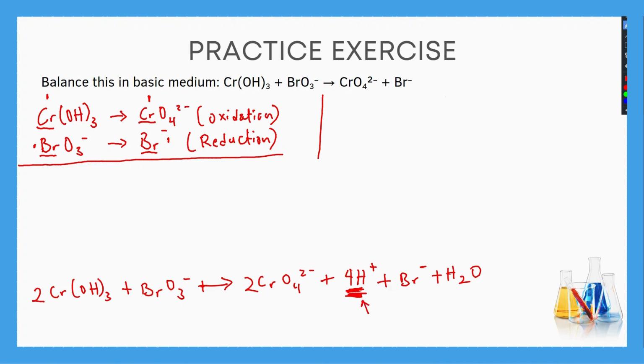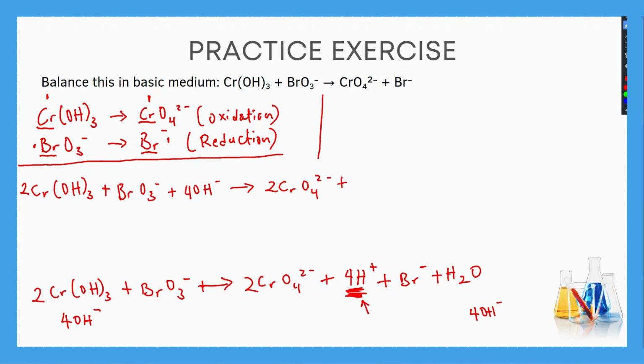So that means we need to add 4 OH minus to this side and then add 4 OH minus ions to the right hand side. So if we do that, what we're going to end up having is 2Cr(OH)3 plus BrO3 minus plus 4OH minus, giving us 2CrO4 2 minus plus 4H plus, Br minus plus H2O plus 4OH minus. We've done that excellently well.